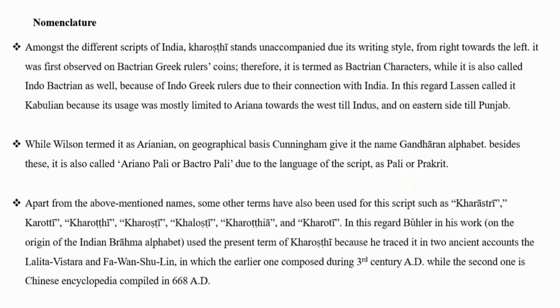Apart from the above-mentioned names, some other terms have also been used for this script, such as Kharosthi, Kharoti, Khalosthi, Kharotia, and Kharoti. In this regard, Buhler, in his work on the origin of the Brahmi alphabet, used the present term Kharosthi because he traced it in two ancient accounts, the Lalita Vistara and Fa Yuan Shu Lin, the earlier one composed during the 3rd century AD, while the second one is a Chinese encyclopedia compiled in 668 AD.